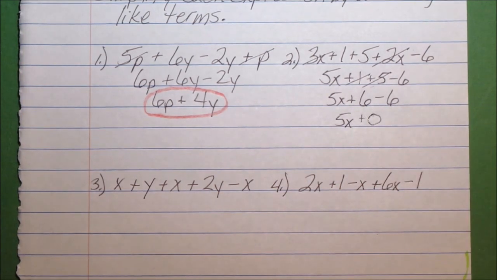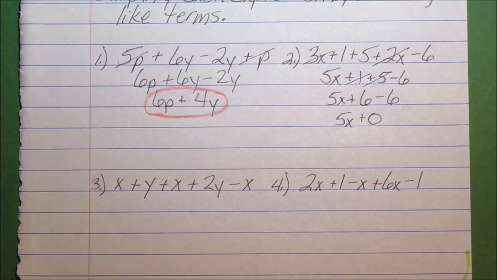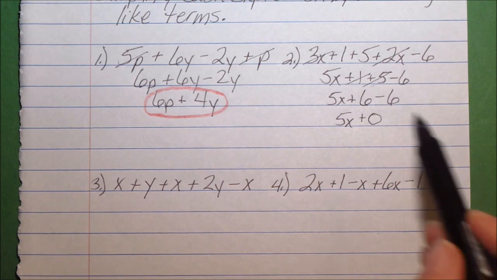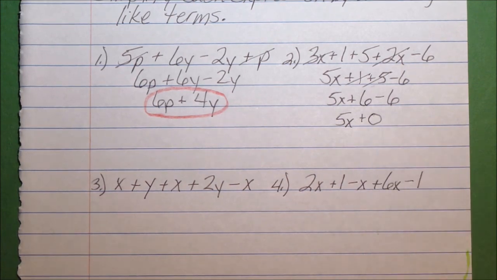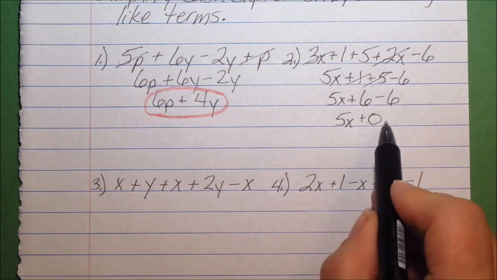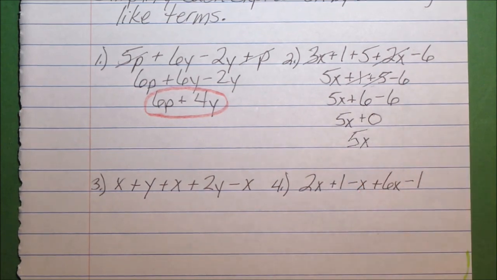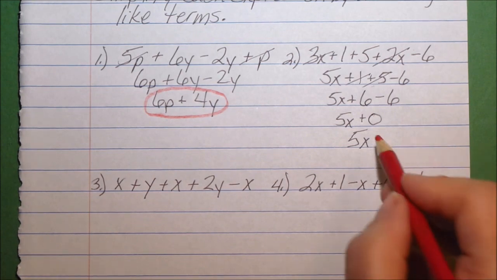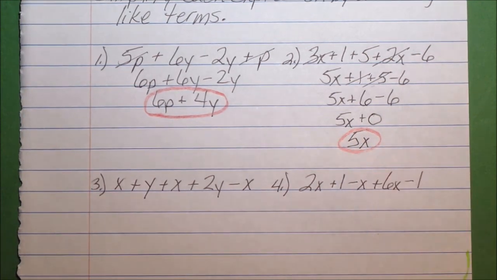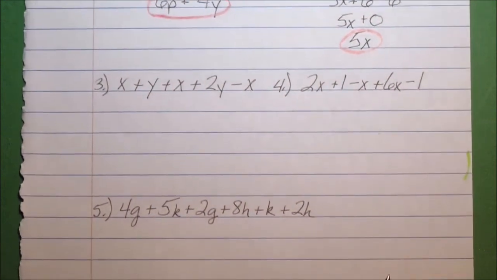Now, 5x and 0 are not like terms, correct? Right. But do I need to show this plus 0? No, I don't, because it doesn't change the 5x in any way. So, if you left it there, I wouldn't count you wrong, but it's not really the proper way to show it. Our fully simplified expression would be 5x. Okay? All right, let's look at the next two.